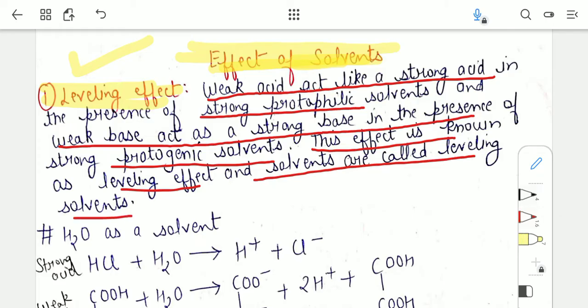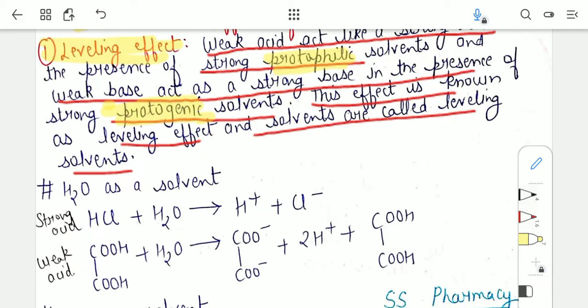These terms protophilic and protogenic we have already discussed in the previous video. Protophilic means having high affinity for protons, and protogenic means readily donating protons. These are different types of solvents which are used in our non-aqueous titrations. Now let us understand the leveling effect with an example.